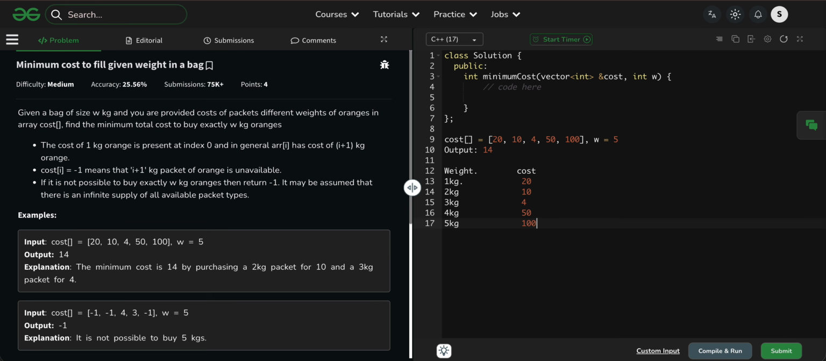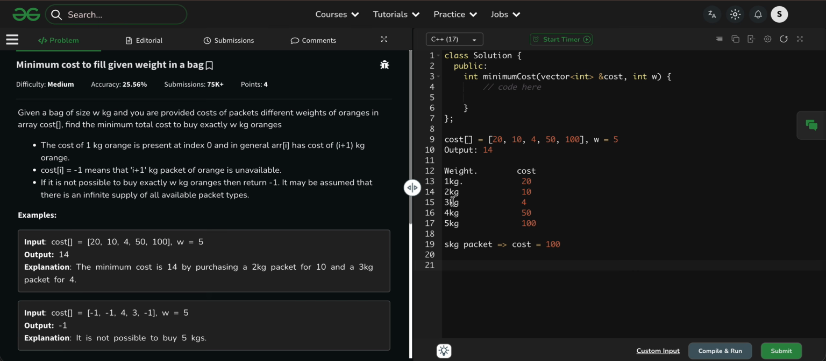We need exactly 5 kg, so there are multiple options. The first option is the 5 kg packet, whose cost is 100. We could return this answer, but we have to find the minimum one, so we go down and check other options.